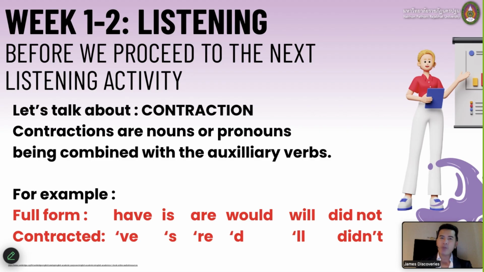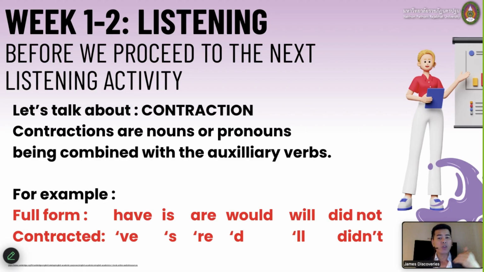All right, so before we proceed to the next listening activity, let's talk about contractions, okay? As part of learning listening, I want you to learn about contractions. Contractions are nouns or pronouns being combined with auxiliary verbs. Auxiliary verbs are types of verbs that help the main verb. For example, "is" in "is helping you" is an auxiliary verb, or what you call a helping verb, okay?